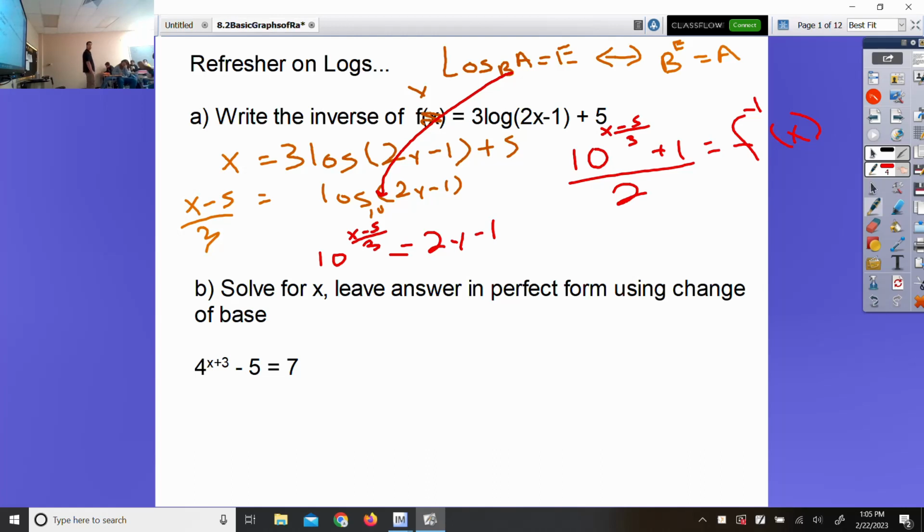All right, moving forward. Part B, solve for x. Leave your answer in perfect form using change of base. So no cheating with the graphing calculator. In fact, I don't even want to know what the decimal is. Don't care.